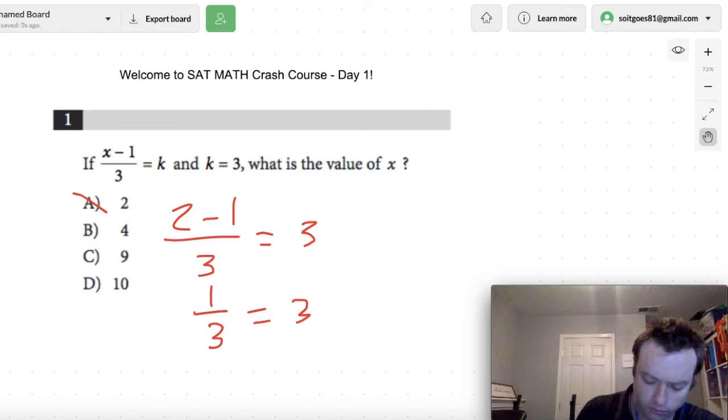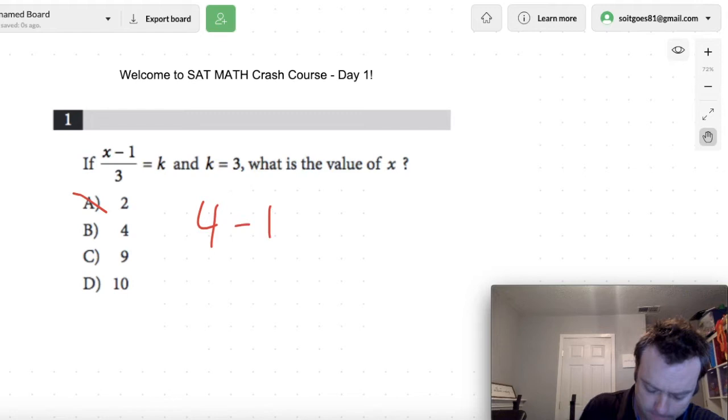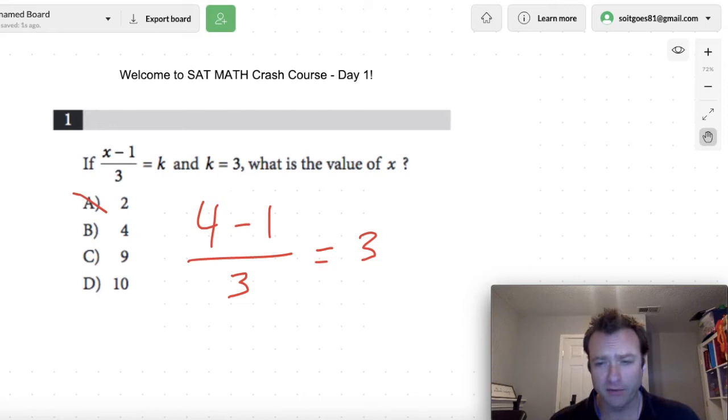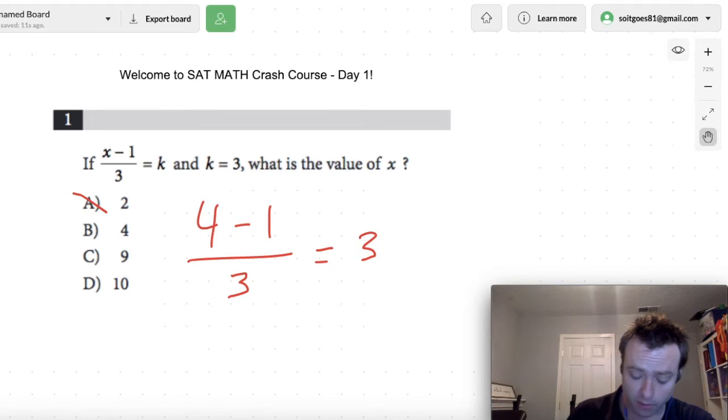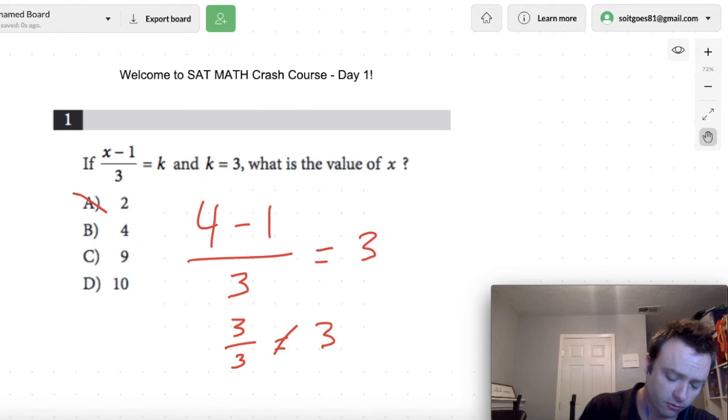Let's test answer choice B. I'm going to plug in a 4 in place of x, so we get (4 − 1)/3 = 3. Does it make sense where I got all those terms from? Yes. Again, I'm just plugging in answer choice B, that 4 for x. Does that give us a true statement, Caden? No, it does not. What do we get on the left-hand side? We get 3 over 3, which is 1, not 3. Those are not equal, so we can eliminate answer choice B. Any questions about that, or are we good? I got it.